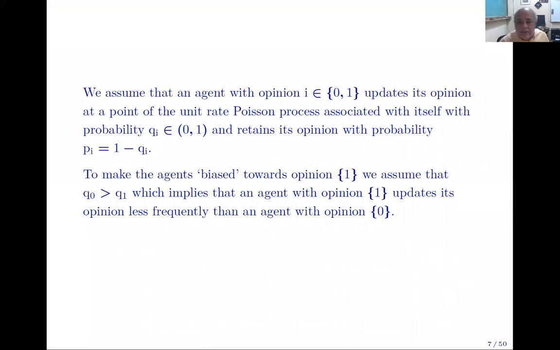So an agent with opinion, let's say 0, updates its opinion when the Poisson clock rings for itself with probability Q0 and retains its opinion with probability P0. Similarly, an agent with opinion 1: with probability P1, you don't change your opinion, and with probability Q1, you change your opinion when the Poisson clock rings. And we make the agents biased towards opinion 1. So we assume that Q0, the probability that you change your opinion, is more than Q1, so that the agent with opinion 1 changes less frequently than an agent with opinion 0.